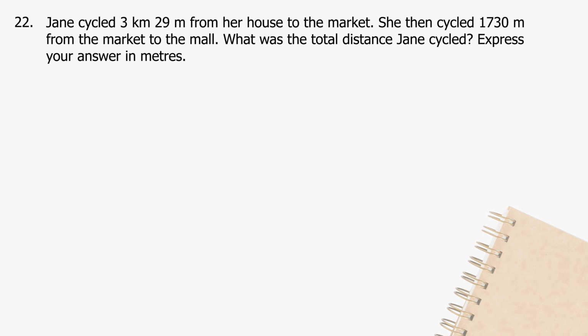Question 22. Jane cycled 3 km 29 meters from her house to the market. She then cycled 1,730 meters from the market to the mall. What was the total distance Jane cycled? Express your answer in meters.